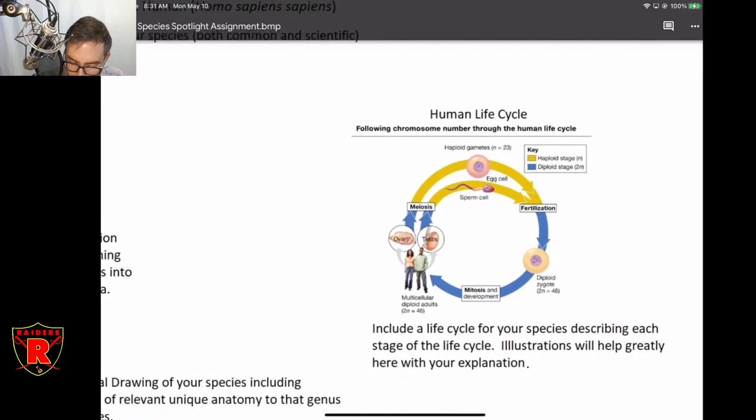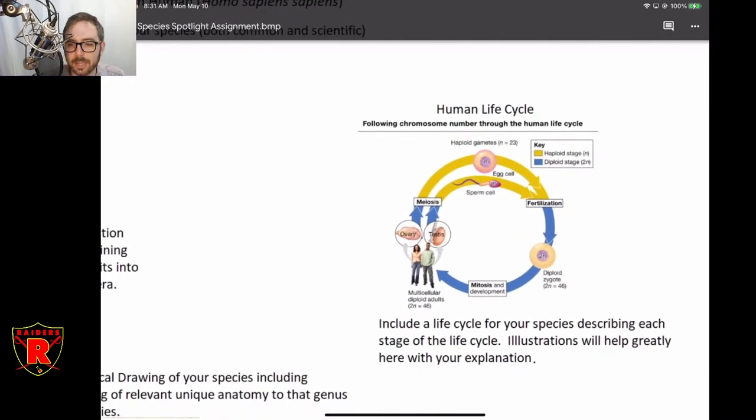You're going to show me a life cycle. The actual image of the life cycle itself does not have to be made by you. You can find a life cycle. You're probably not going to be able to find a life cycle for your specific species, but you should be able to find a life cycle for your kind of species. So for example, you might not be able to find one for the specific blue ocean starfish or whatever it is, but you will be able to find one for a starfish.